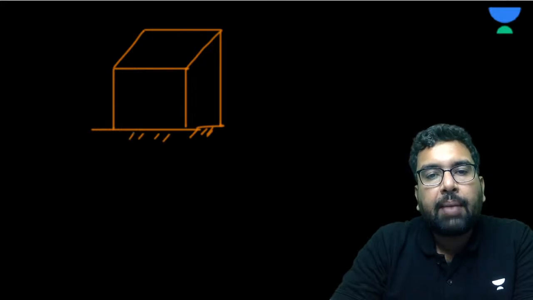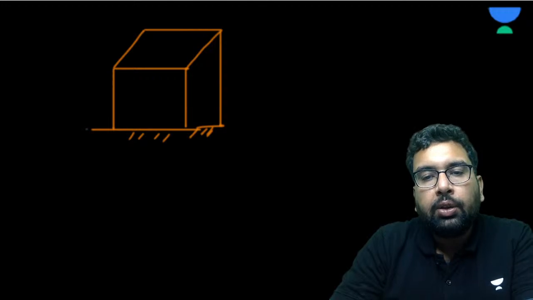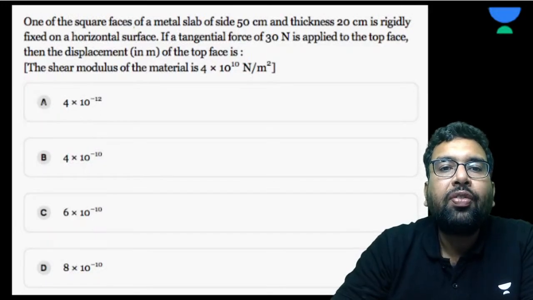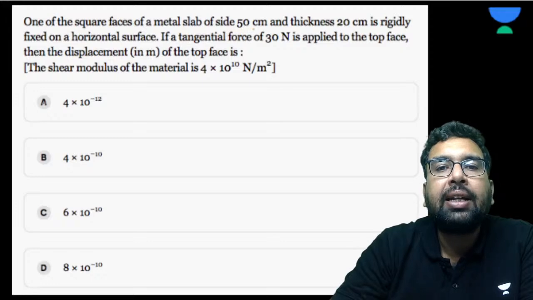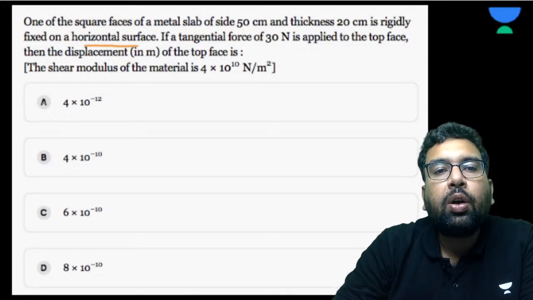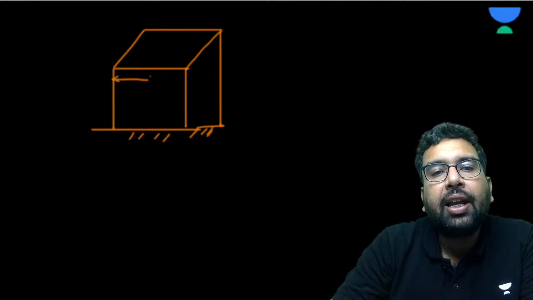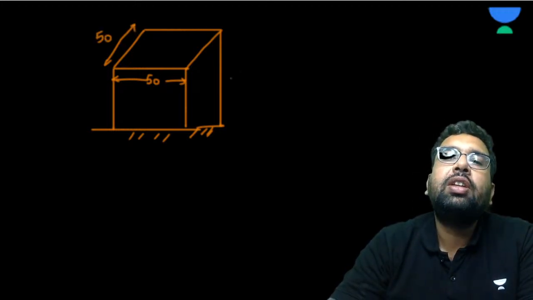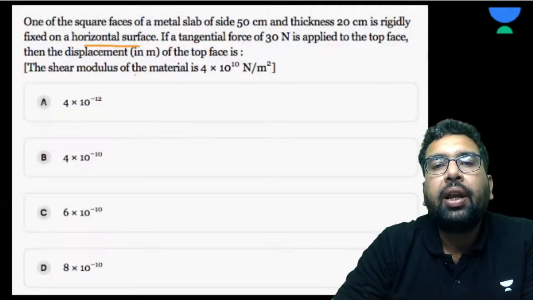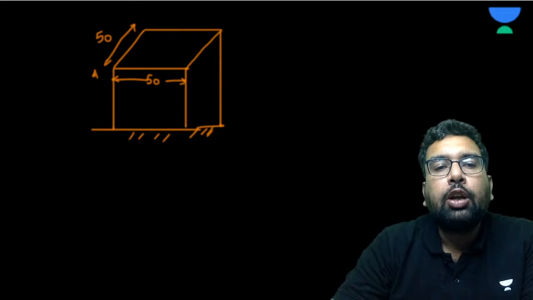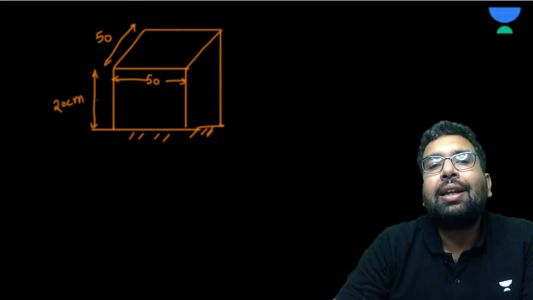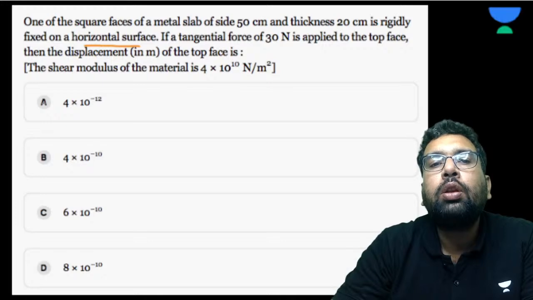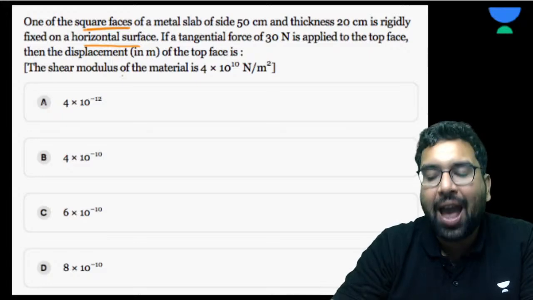Now, if this is the slab, beta, please understand this. One of the square faces of the slab is fixed on the horizontal surface. So that means this is 50 and this is also 50, isn't it? Sometimes we get confused. In this there is only one twist, which dimension will be there. So this is 50, this is 50, and the thickness is 20. How do we understand this? Because it says that it is fixed on the horizontal surface and the surface is square, right?